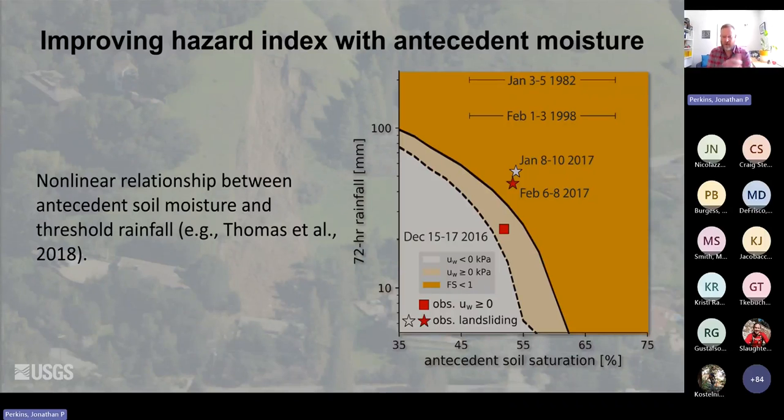So on the x-axis, you have antecedent soil saturation. And then on the y-axis, you have 72-hour rainfall, so the 3-day rainfall rather than the 2-day. And what he found is when you plot the events in this space, you can get this deterministic nonlinear envelope, this bold black line that separates the landslide producing storms, in orange, from the non-landslide producing storms in the whiter section. So that really strongly suggests that in California, a metric like R-star may not be as applicable because antecedent condition exerts such a strong control, right?